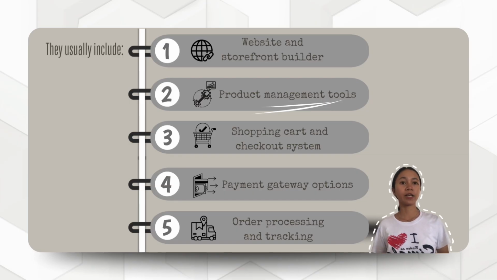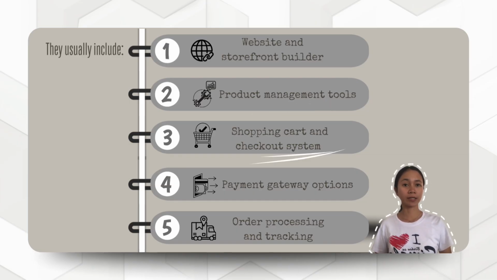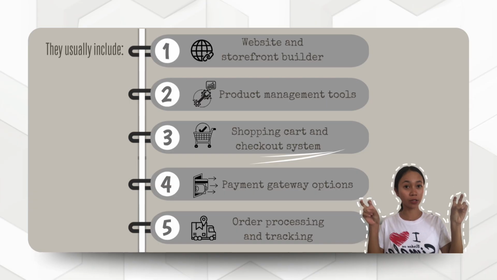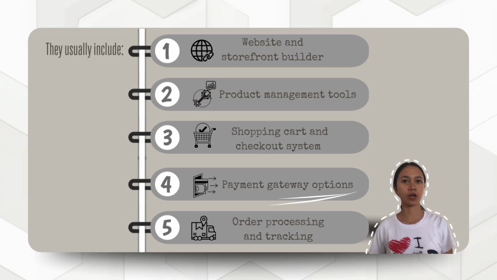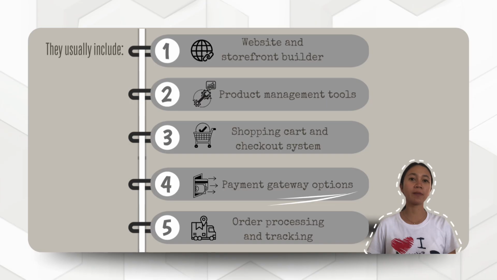The third one is shopping cart and checkout system. It means it lets customers add products and pay. Mao ni ang add to cart o checkout part. Importante ni kaayo para smooth ang purchase sa customer. Next is payment gateway options, meaning different ways to accept payments. Example ani kay GCash, PayPal, credit cards. Mao ang connection para makadawat ka og money through online.